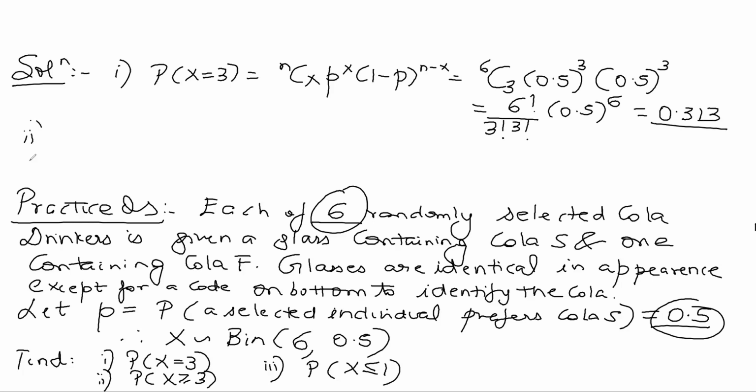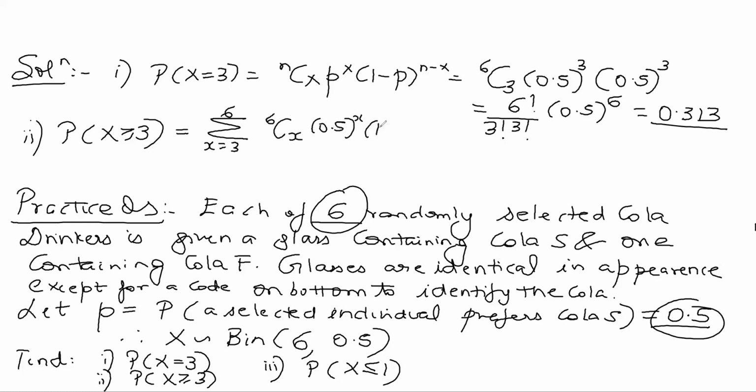Second thing, the probability of x greater than or equal to 3. Greater than or equal to 3 means summation as x goes from 3 to 6. Okay. nCx means 6Cx, p to the power x, 1 minus p means again 0.5 to the power 6 minus x. So I can write it like this.